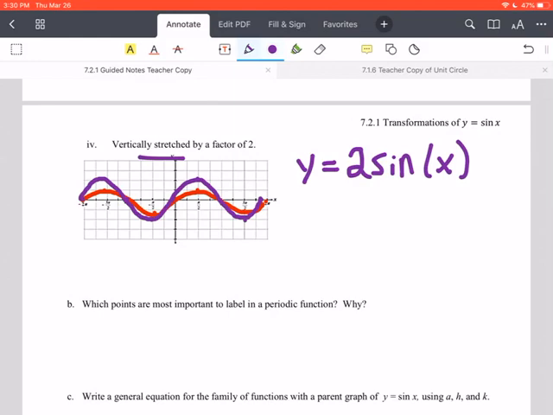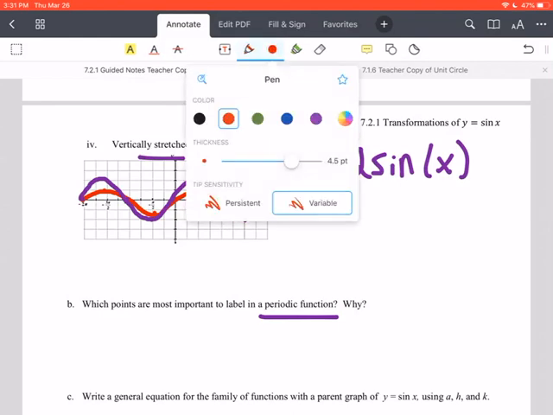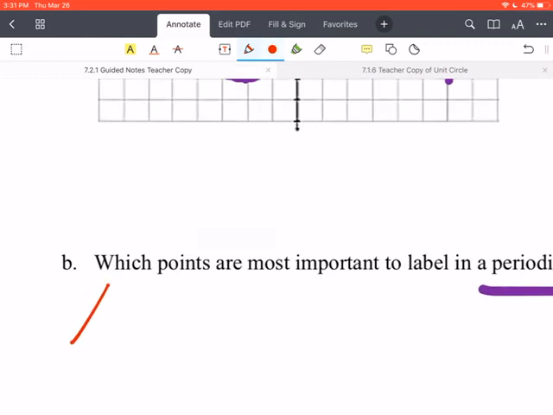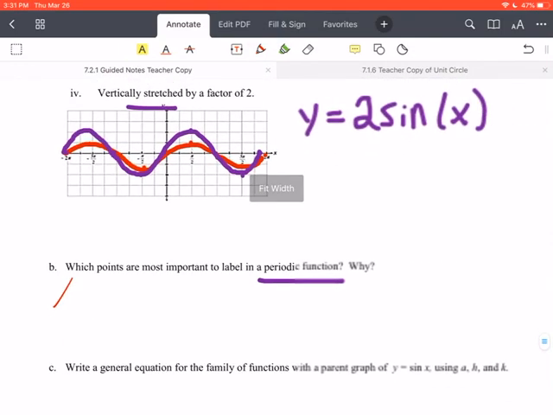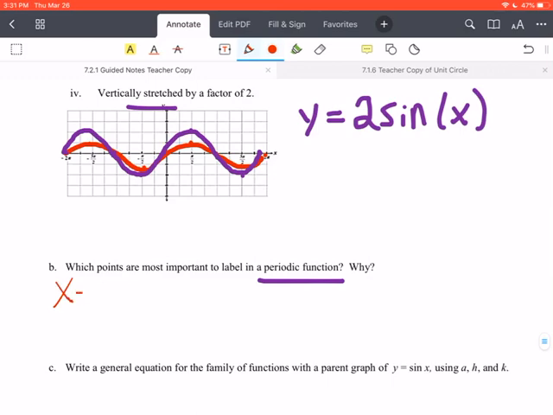So the moral of this lesson is which points are the most important to label in a periodic function. Okay, periodic means that it repeats the same pattern over and over again. Hopefully you can write some of your thoughts down: some of the most important are going to be the x-intercepts, that is when y equals 0.